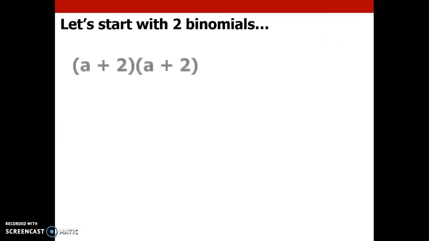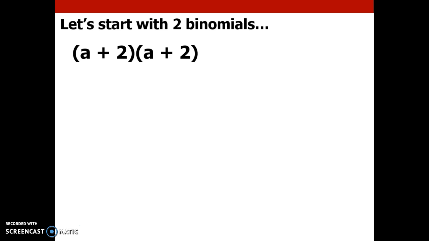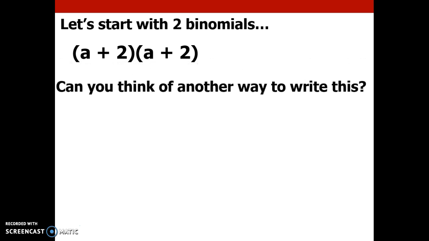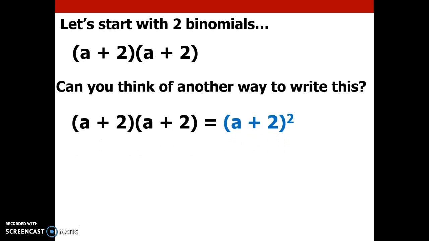Okay? Let's start with two binomials. Now, if you notice, these binomials are the same. A plus 2 times A plus 2. And the point is that A plus 2 times A plus 2 is going to have a special product that will always occur when we have something that's in this pattern. I say on here, can you think of another way to write this? Well, if you have something times itself, we could also write that as that thing squared, A plus 2 squared.